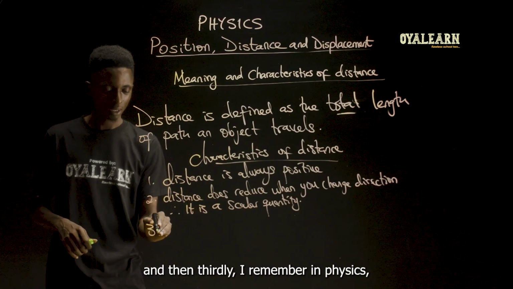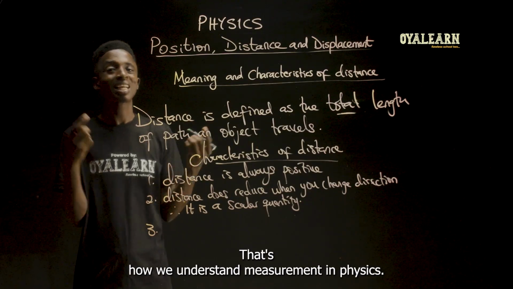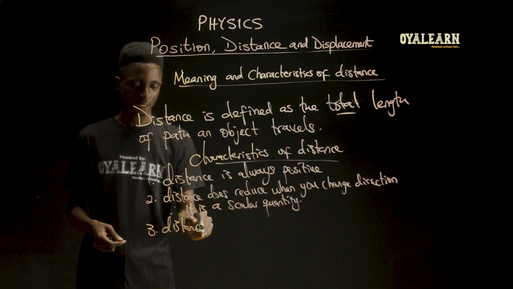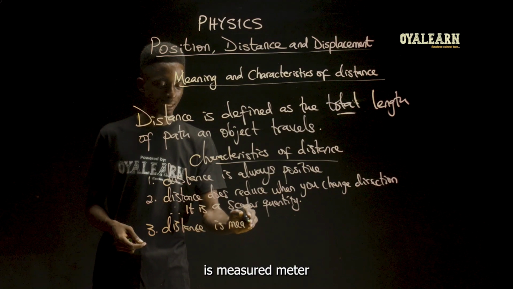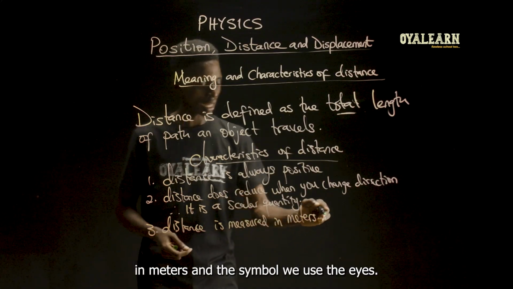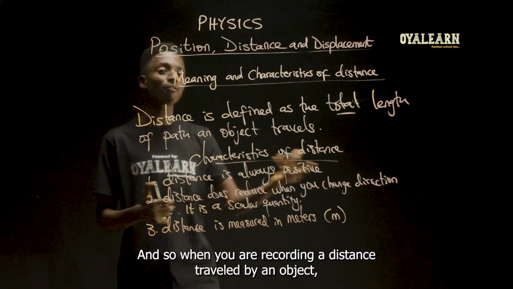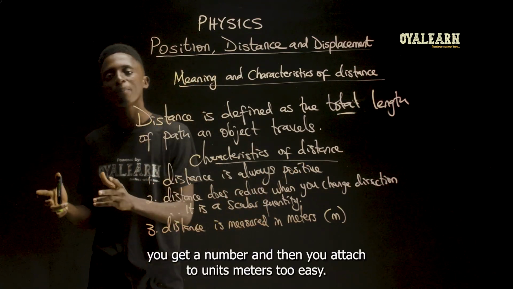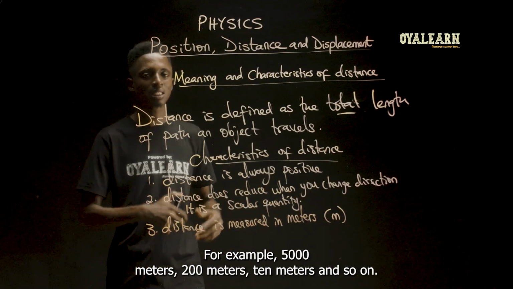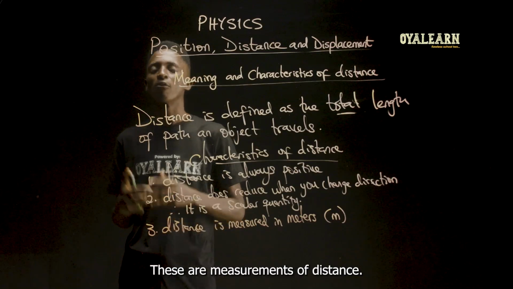And then thirdly, remember in physics, when you take any measurement, you have to attach a unit to it. That's how we understand measurements in physics. So we say distance is measured in meters. And the symbol we use here is m. So when you're recording the distance traveled by an object, you get a number and then you attach the unit meters to it. Say for example 5,000 meters, 200 meters, 10 meters, and so on. These are measurements of distance.